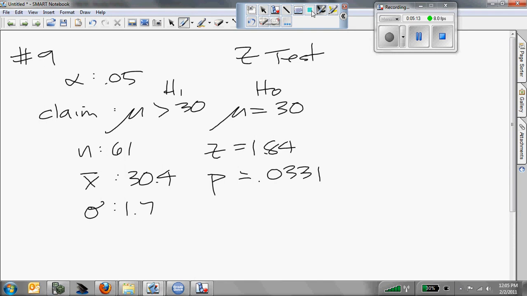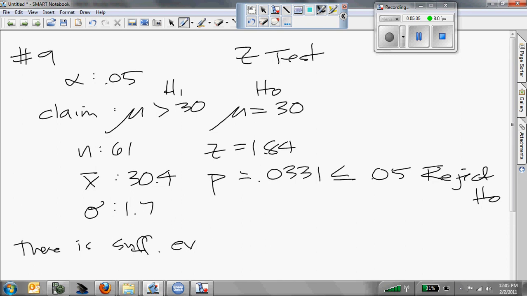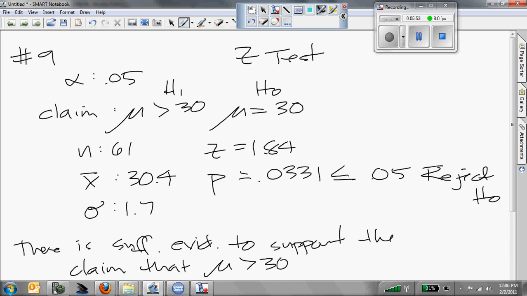Alright, so now we can compare our p-value to the significance level. 0.0331 is less than 0.05, therefore we reject the null hypothesis. Our formal conclusion. There is sufficient evidence to, our original claim is the alternative hypothesis, so we'll write support the claim that, restate the original claim, mu is greater than 30.